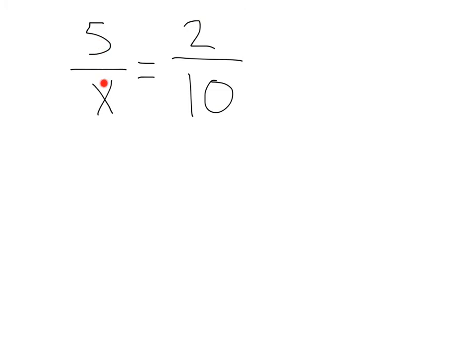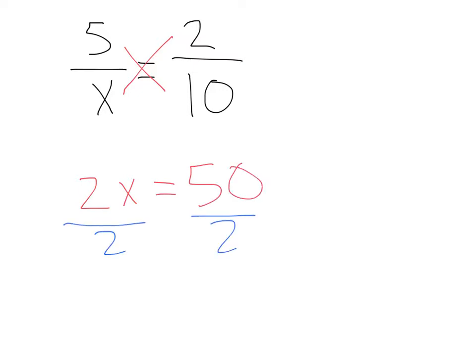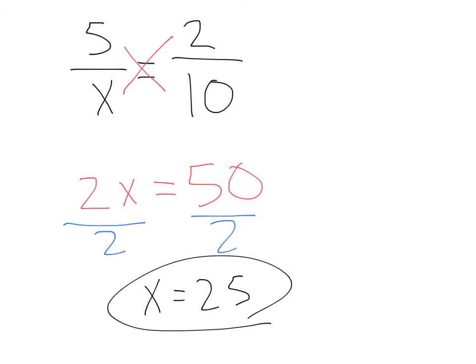Let's do another. 5 over x equals 2 over 10. Since we have a proportion, let's go ahead and cross multiply. That'll give us 2x equals 50. We can go ahead and divide each side by 2. That's going to leave us with x equals 25.